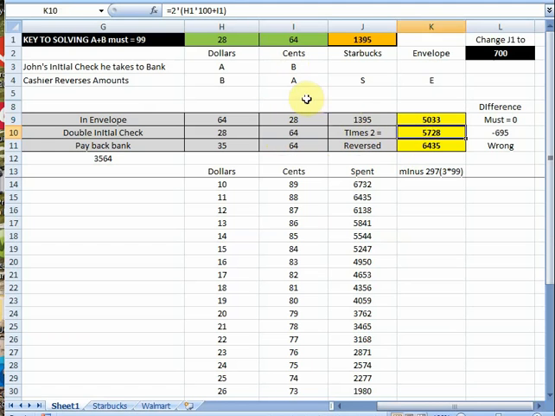And here's the key to finding out this answer. This is so important. These numbers up here, 28 and 64, must add up to 99, as I said over here in the black. The key to solving this: A plus B must equal 99. So let's stick with the 28 and make this 71. I want you to notice now I've got two of the three matching. And this right here tells me that I'm off by $9.